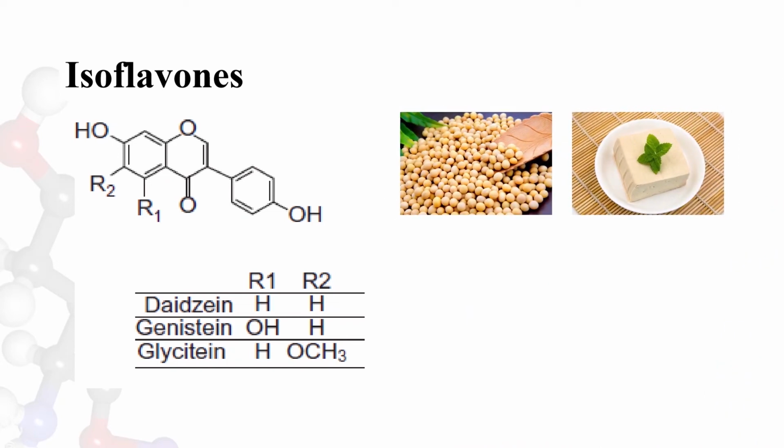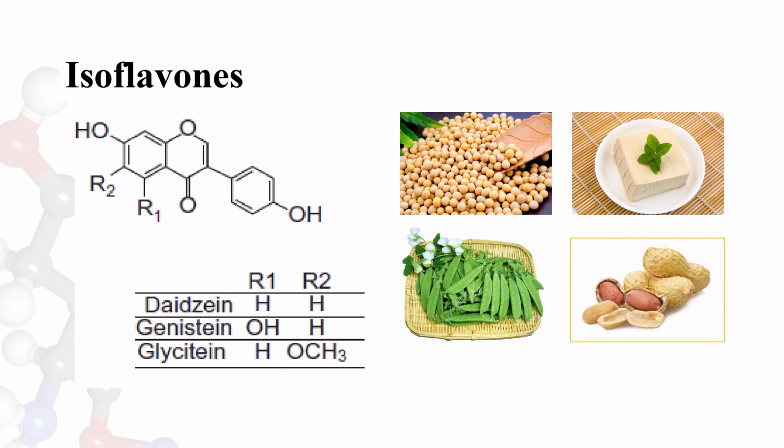Isoflavones are abundant in soybeans and many soybean products. They are also present in low amounts in other legumes such as beans and peanut. The main isoflavones are daidzein, genistein, and glycitein.